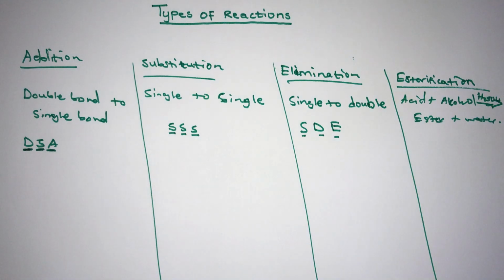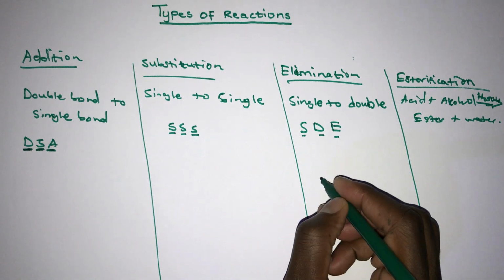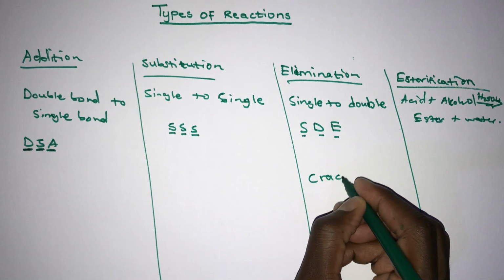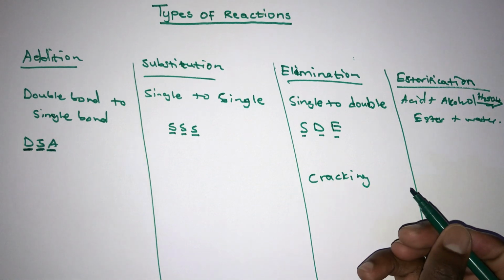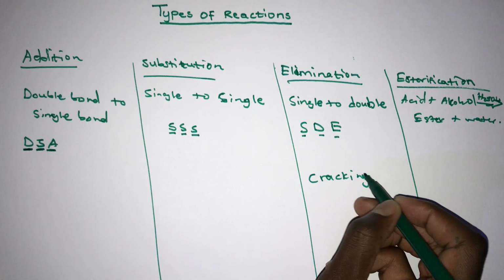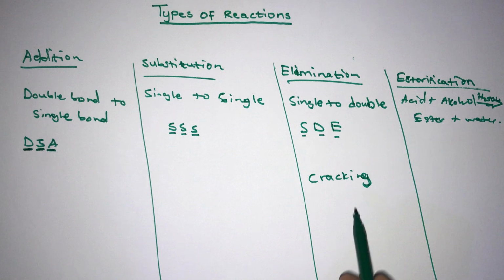But on elimination reaction, we have two types. We have this one, and the other one is called cracking. I'm not sure about the spelling, but cracking reaction. This is where we break the long chain structure into two simpler short structures. One will become a double bond, and the other one becomes a single bond, right?